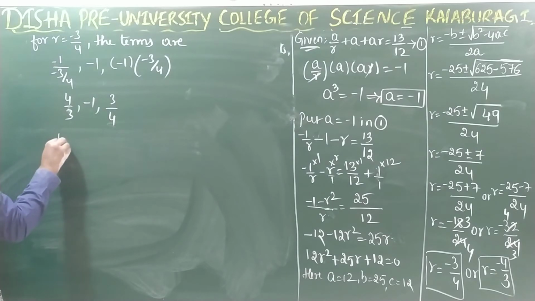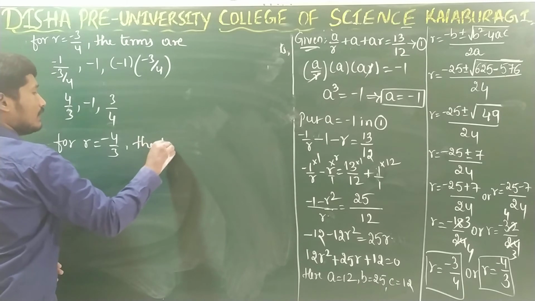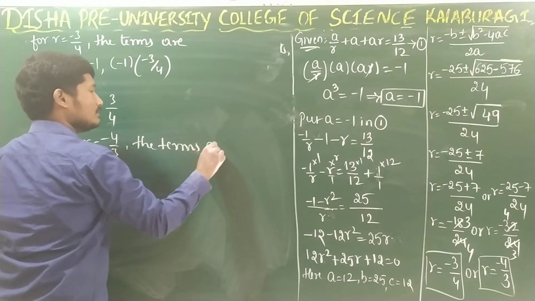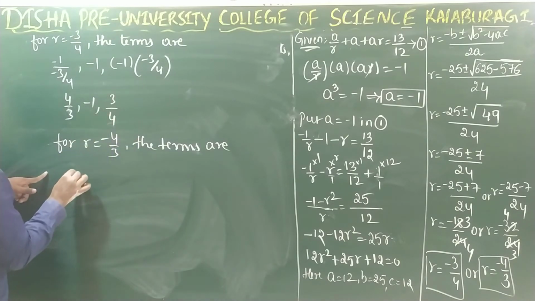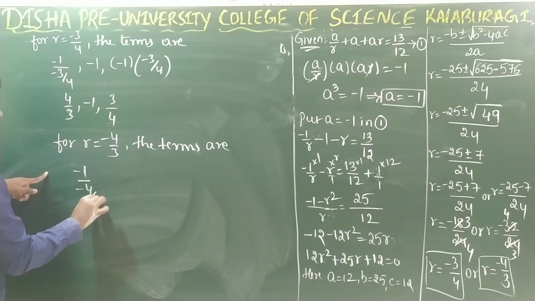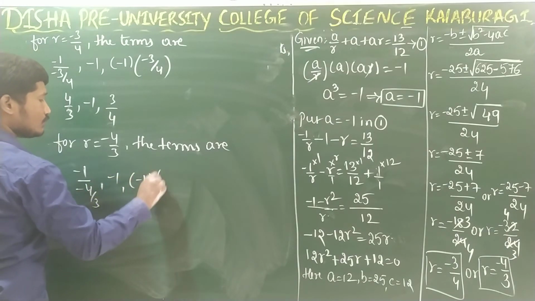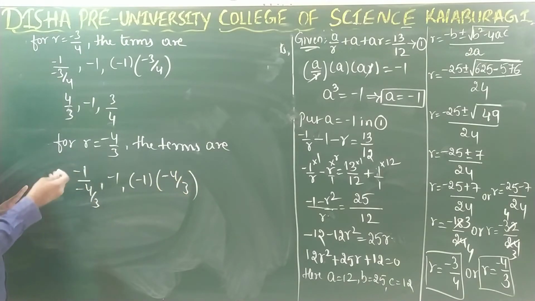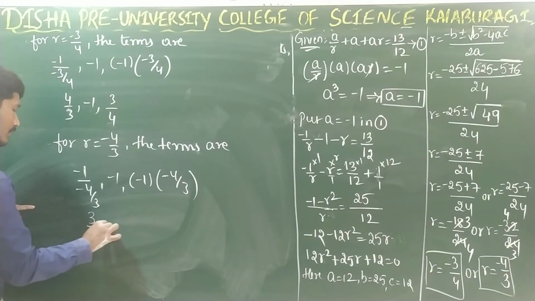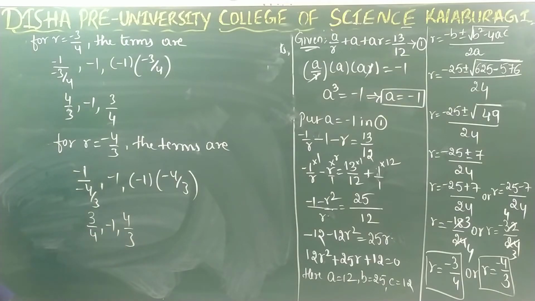So for R is equal to minus 4 by 3, the terms are. What are the terms? A divided by R: the value for A is minus 1 divided by R, minus 4 by 3. Again A, here minus 1. A into R: minus 1 into minus 4 by 3. This will be the reciprocal, minus minus will be plus. So 3 by 4 comma minus 1, minus into minus is plus, 1 into 4 by 3 is 4 by 3. So this will be your answer.